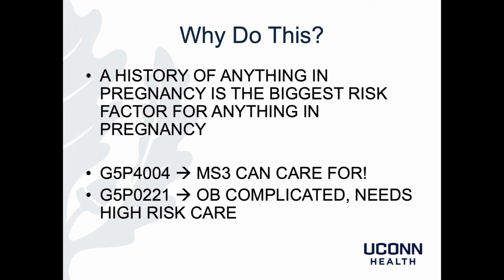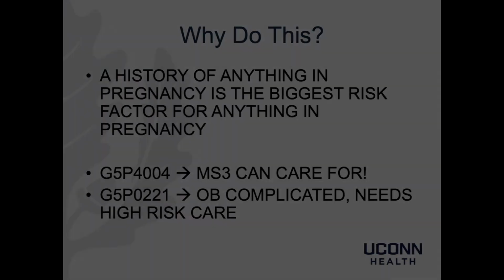Compare that to a G5P0221. This patient has a lot of complications in pregnancy. She has two abortions, so losses right off the bat, but she also has these two preterm births, of which she only has one living child. So it's probably very early preterm complications. And so this patient is complicated, and I know that just by her G's and P's. This is somebody who's going to need me to pay attention and be supervising you the whole entire time for her visit, right? Because she's complicated.